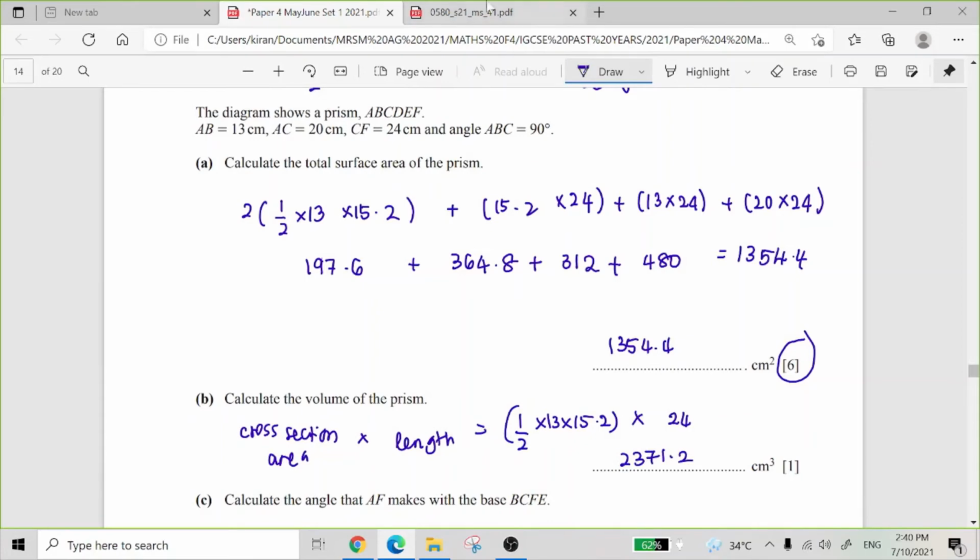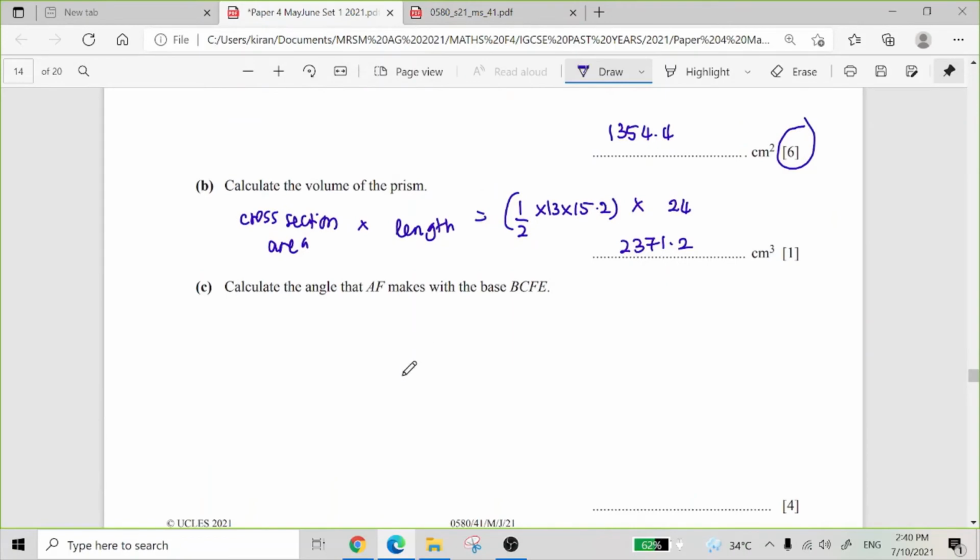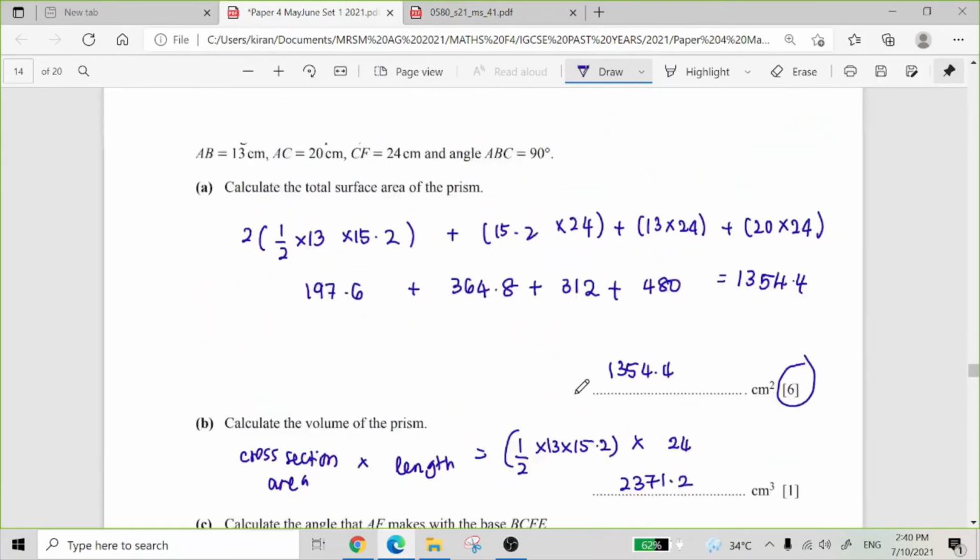Okay, centimeter cube. Current answer only means that only the answer in this part is acceptable. Okay, then we go to C. Calculate the angle that AF makes with the base BCFE.